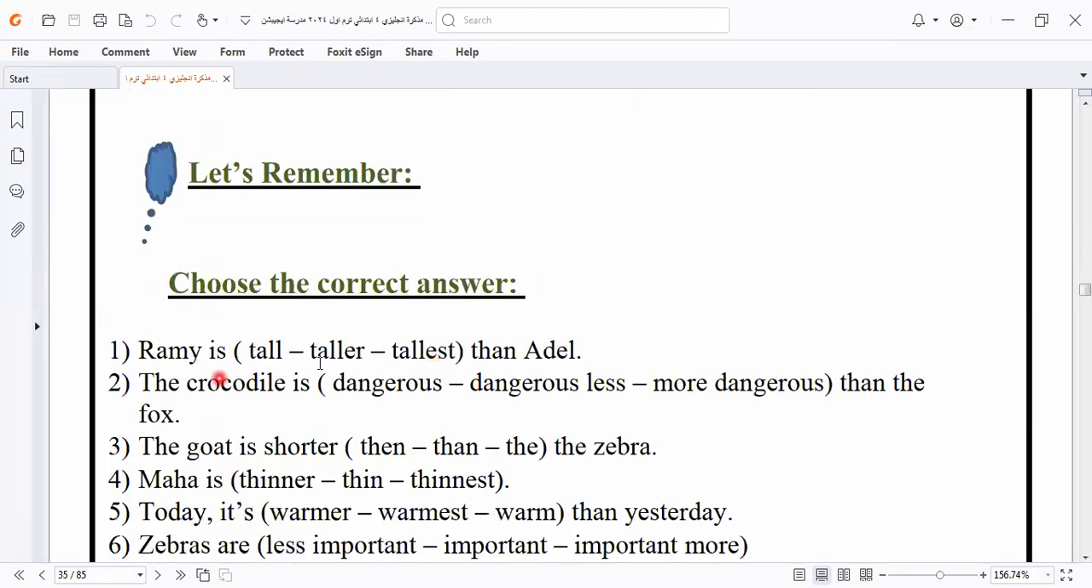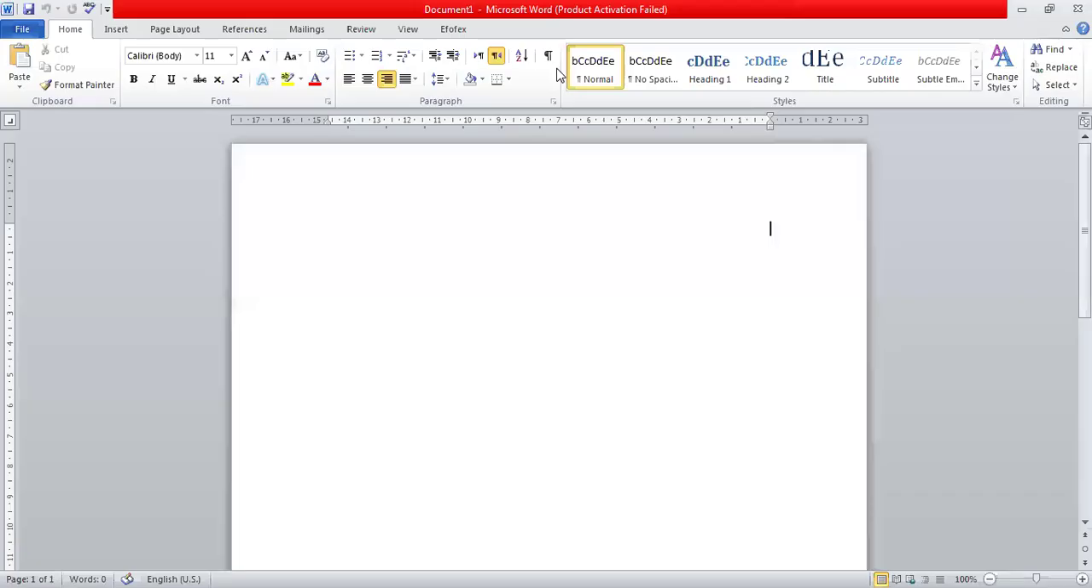Rami is taller than Adam. As we explained before, I would like to explain this lesson again to remind you of this lesson. Last class we explained the comparative form, and in this unit we took the comparative form. What is the comparative form? I will repeat it again.